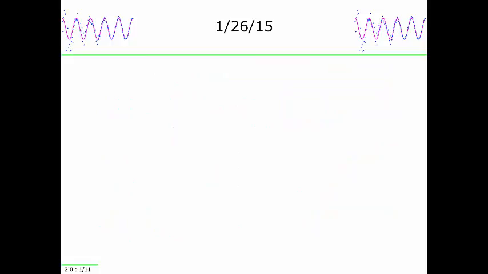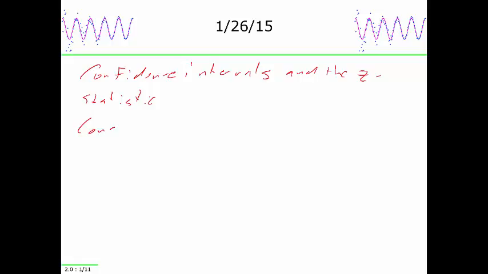Confidence intervals and the z-statistic. That's the next topic. We're going to start out talking about what the z-statistic is and why it's useful, and then finally what confidence intervals are. So let's consider a Gaussian distribution, or a normal distribution.